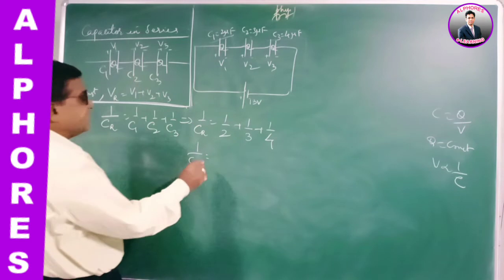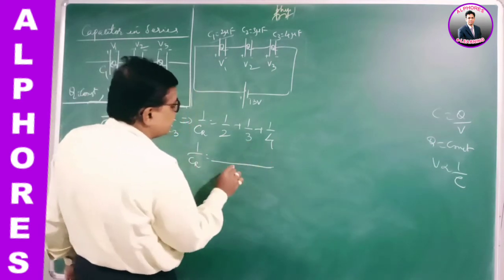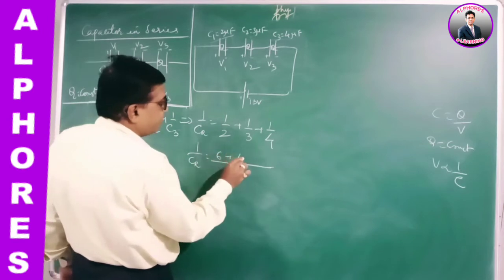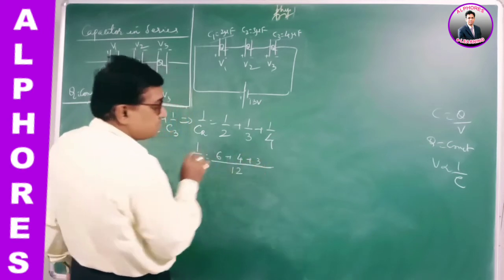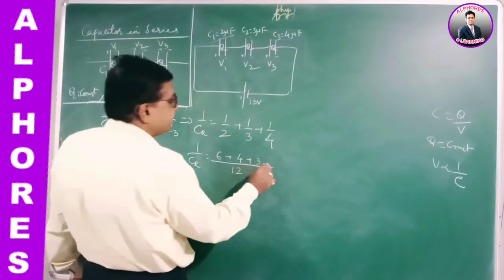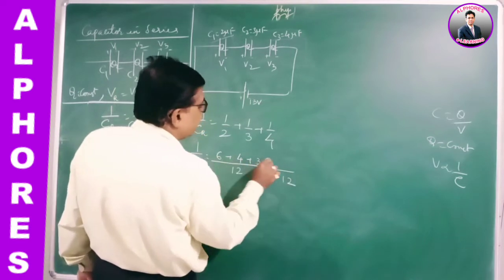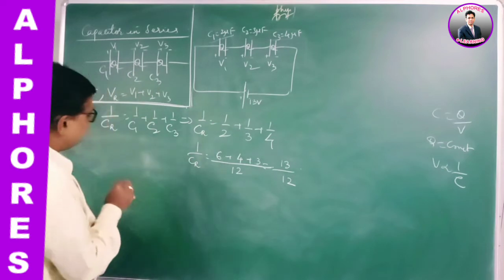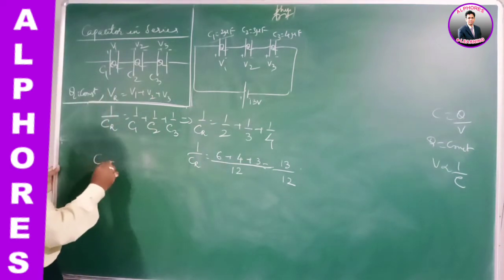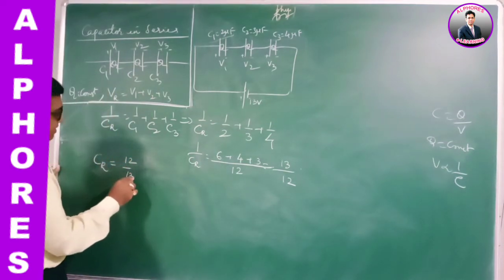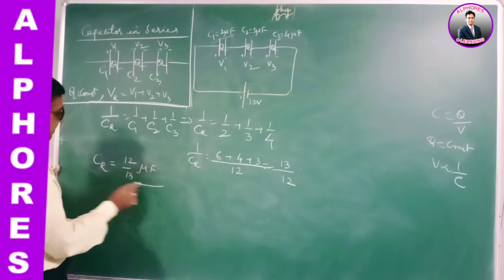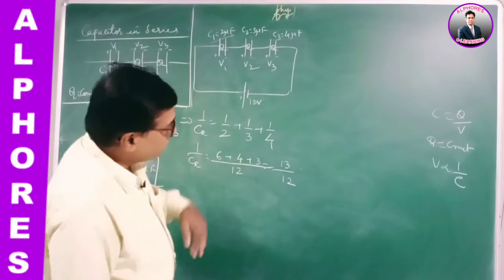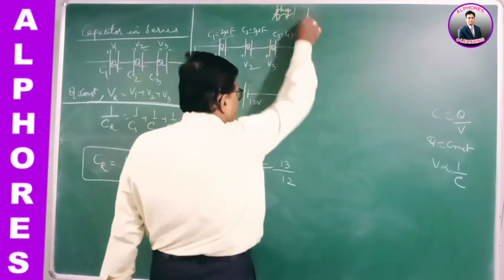So let's take the LCM. For 2, 3, 4, the LCM is 12. 2 sixes, 3 fours and 4 threes. In the numerator I get 13. So 1 by CR is 13 by 12. The resultant capacity CR is 12 by 13 microfarads.